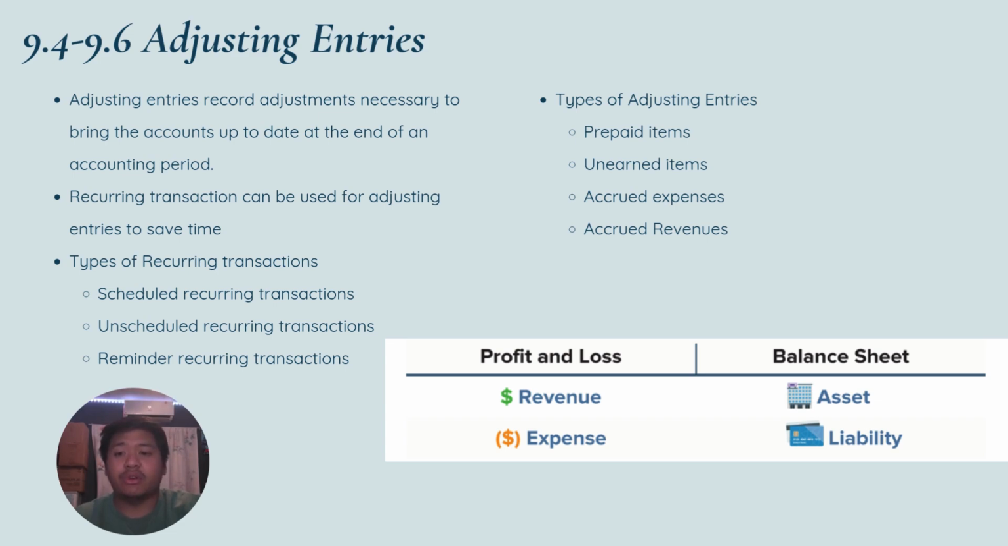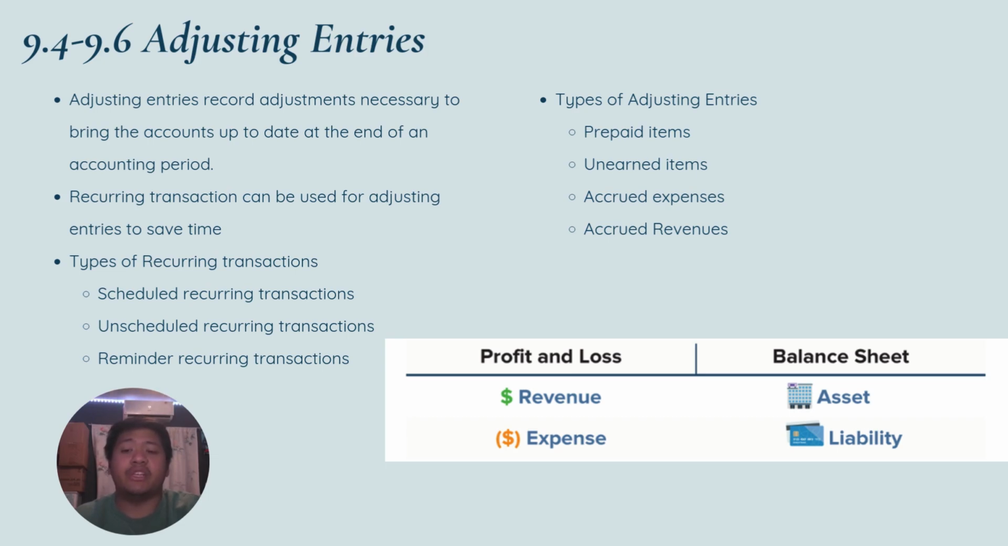Now, the unscheduled recurring transactions will appear in the recurring transaction list, but QuickBooks will not automatically enter them. You'll need to go to the list and manually select them, and this option does not remind you to make adjustments. And lastly, the reminder recurring transactions is ideal for adjusting entries as it will alert you when it's time to make the adjustment so that you can keep your records up to date with every period, whether monthly, quarterly, or annually. Now let's look at the different types of adjusting entries.